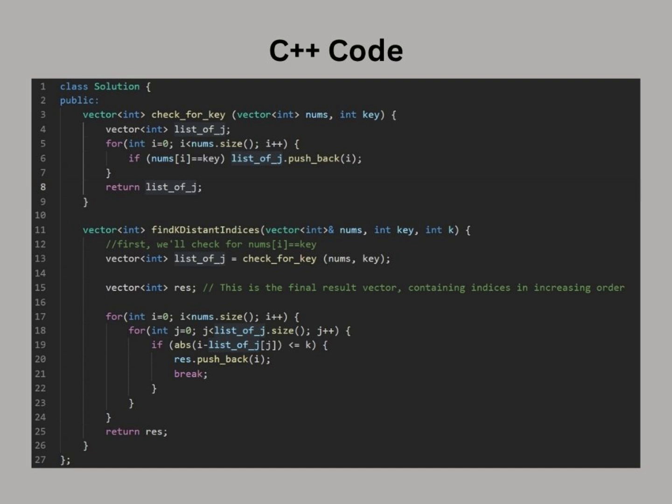This approach is efficient because we only scan the array once to find all the key indices, and then for each index in the array, we check if it's within k steps of any key index. If you think about it, if there are no key indices, our result list will be empty. If the key appears everywhere, then every index will be included in the result.